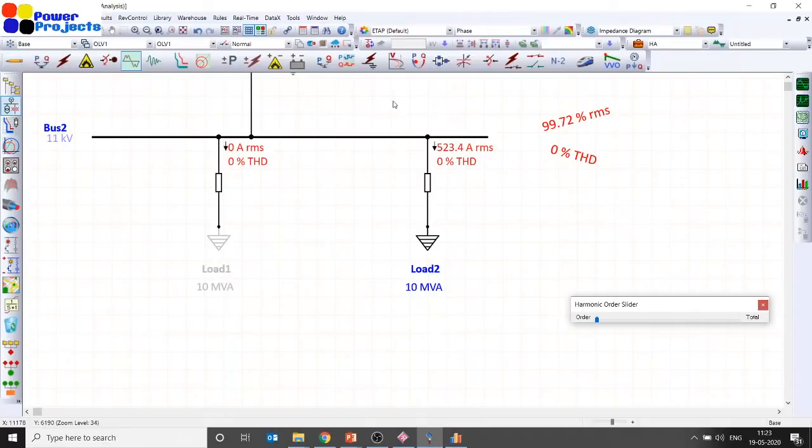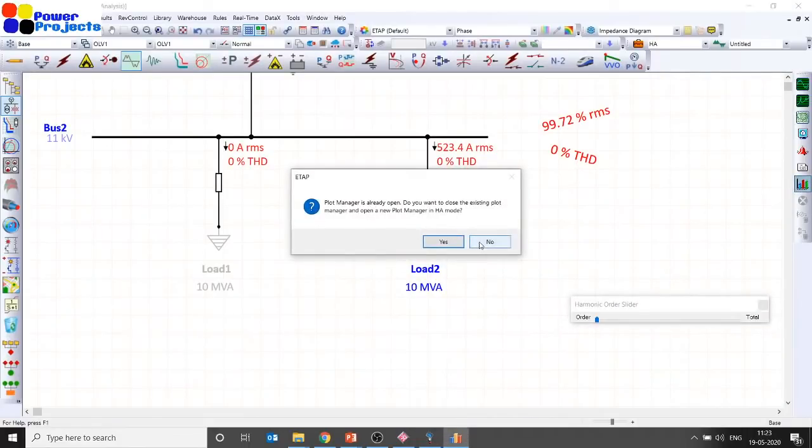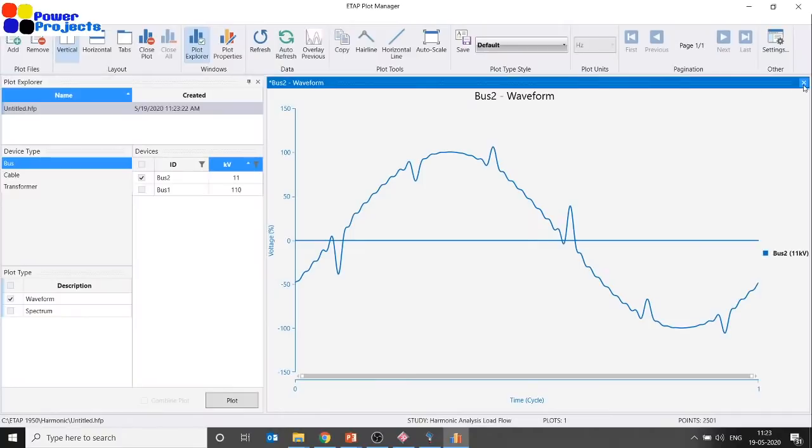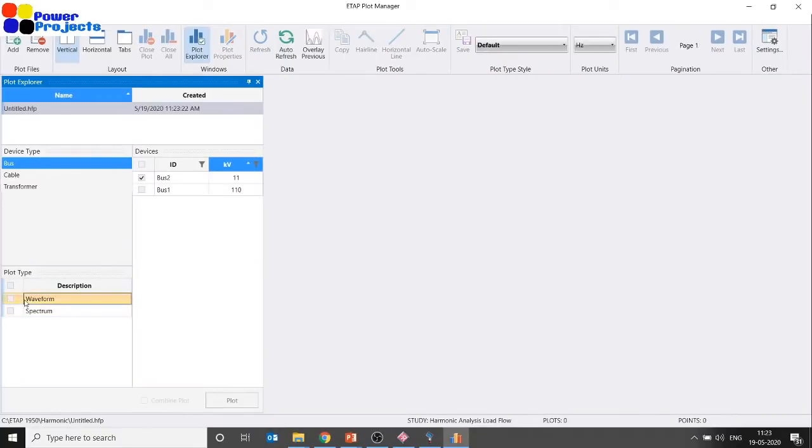So assume that this is a linear load which is available, and you can check very well the voltage and current. I think I can delete this. Yes, I can probably plot the cable. That is, I believe, cable 2. Yes, cable 2. I can probably plot the waveform.